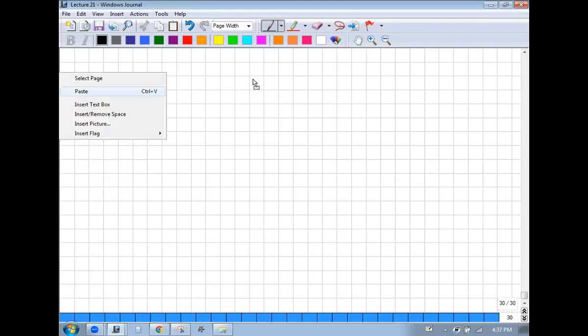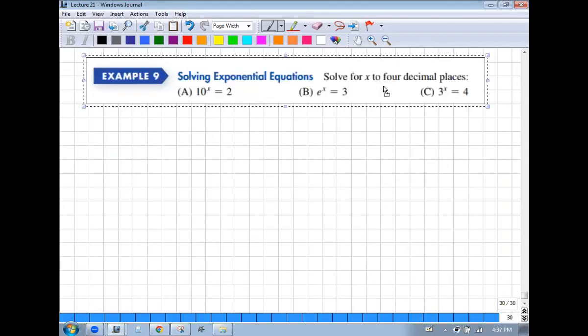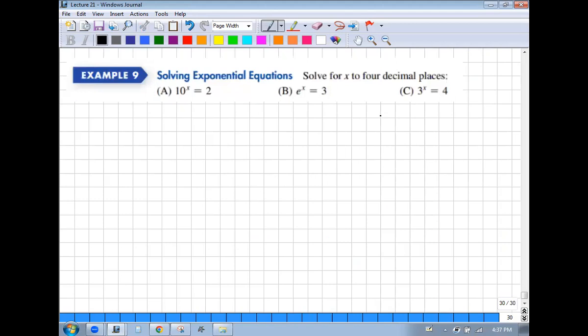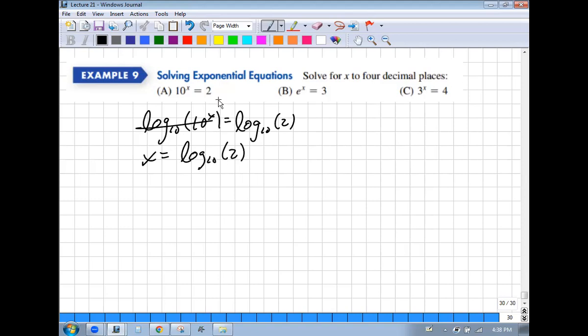So here, instead of using exponents to get rid of logs, we're going to use logs to get rid of exponents. This one, we're going to take log base 10 of both sides. Those undo one another. So x is simply log base 10 of 2, and you can plug that into your calculator.